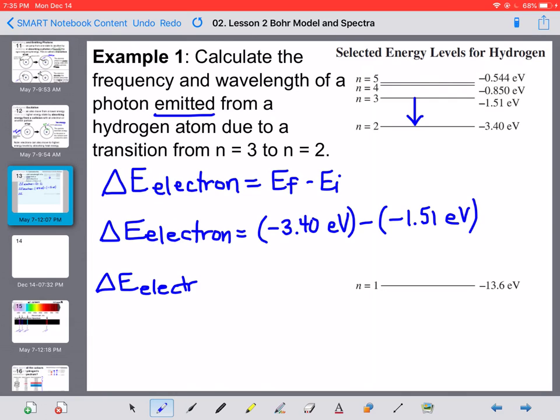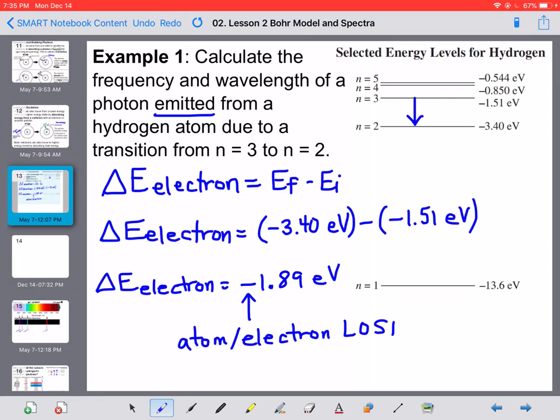So if we calculate that, let's see what we get. Calculating that, we get negative 1.89 electron volts. So here we're getting a negative value. What this negative value means is that the atom, or the electron, same thing really, lost energy. And that makes sense, because when something is going to a lower energy level, energy is going to be lost.